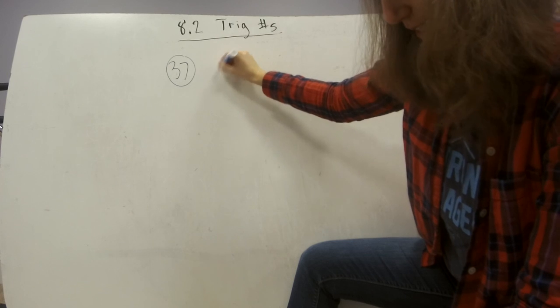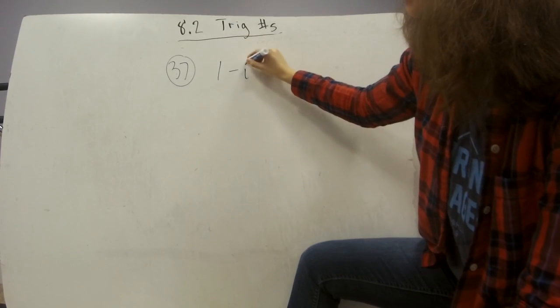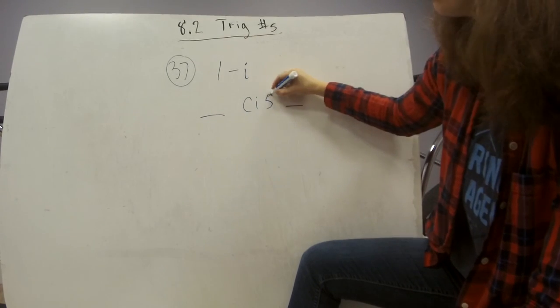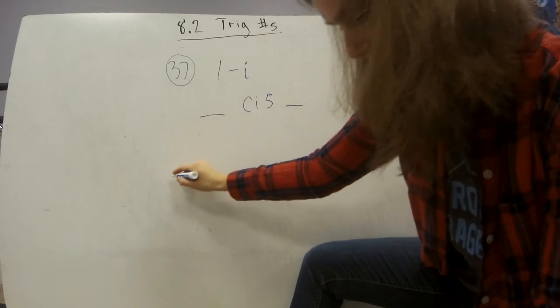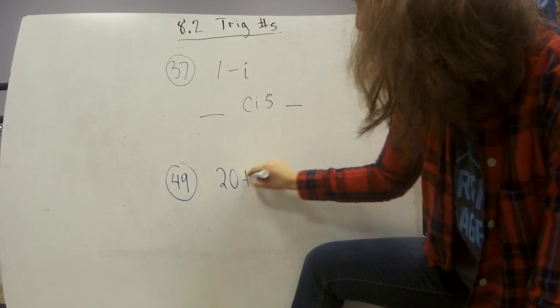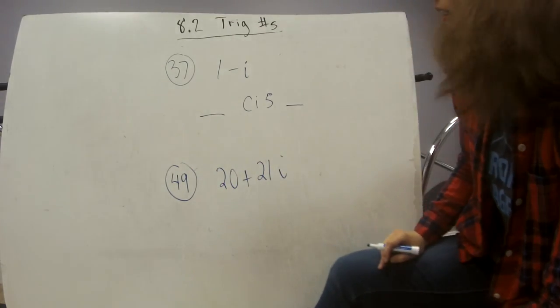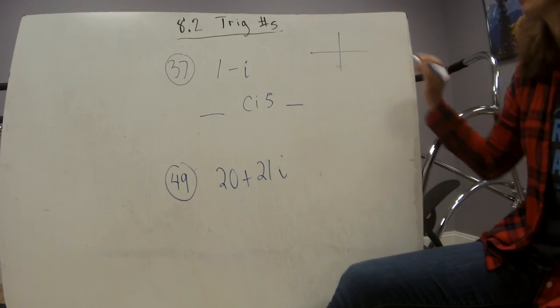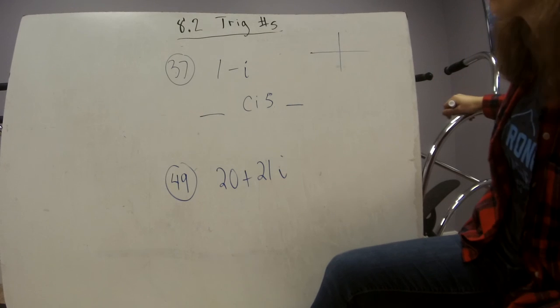So now you've got to take this and write it in cis form. So I just basically put my cis down here. I'm going to go, okay, I got to fill in the angle, and I got to fill in the degree. And then 49 is 20 plus 21i. So this one's the easier one because it's a triangle that we know. They kind of split them up into sections of triangles we know and don't know.